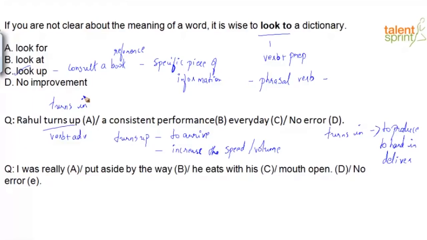I was really put aside by the way he eats with his mouth open. Can somebody quickly point out the phrasal verb here in the next context? This person is actually not qualified for the post. I'm just giving a random example, which means what? It turns out, so as a result, what happened was the final outcome, right? That's the meaning. So put aside is the obvious phrasal verb. But is that the right phrasal verb in the context? I was really put aside by the way he eats with his mouth open. Put aside means what? Again, put is the verb, aside is the adverb, so it's a verb plus adverb phrasal verb.